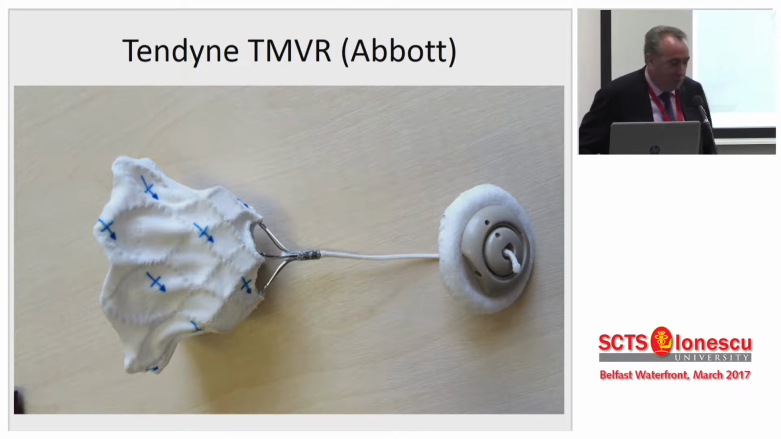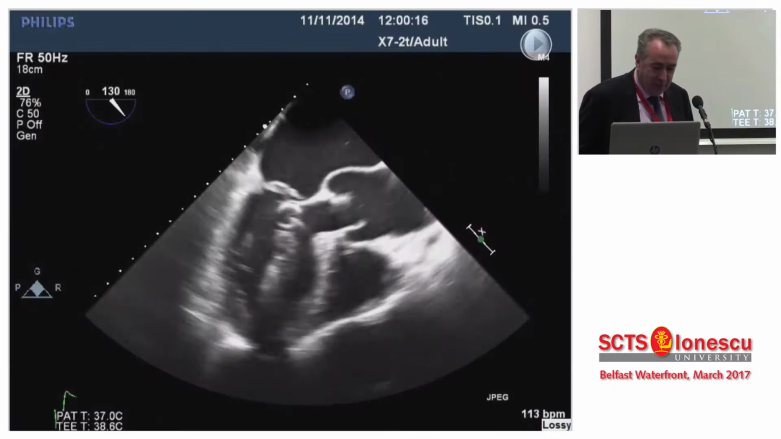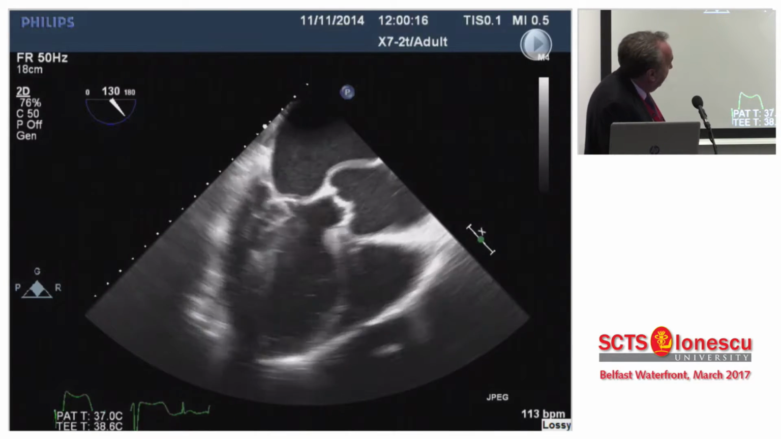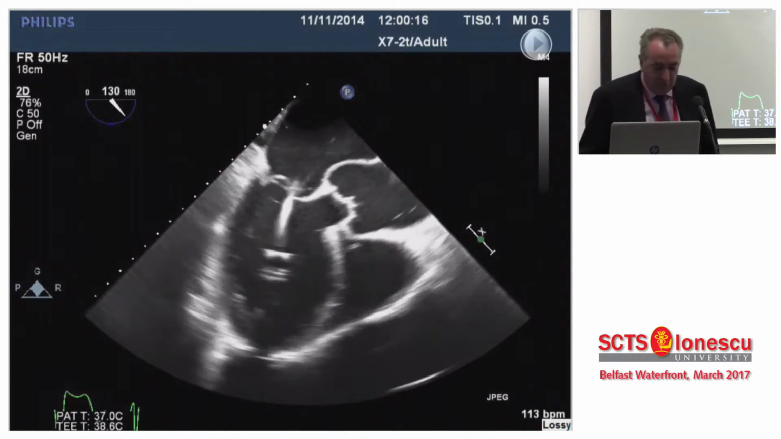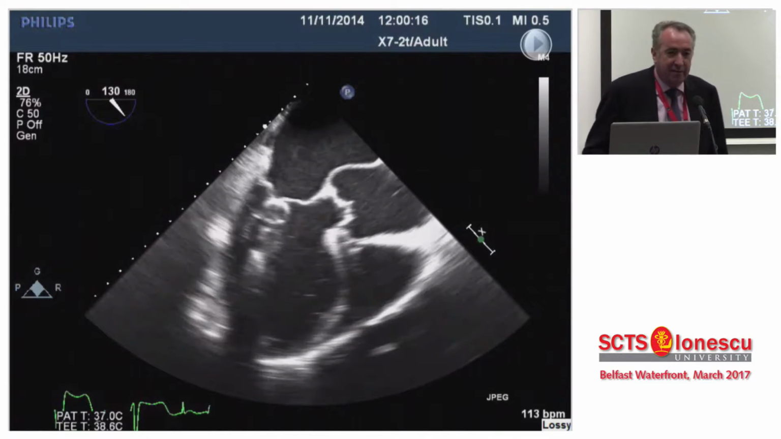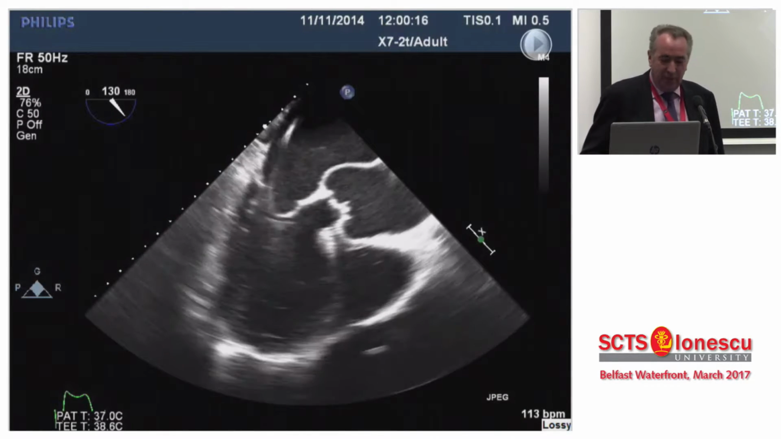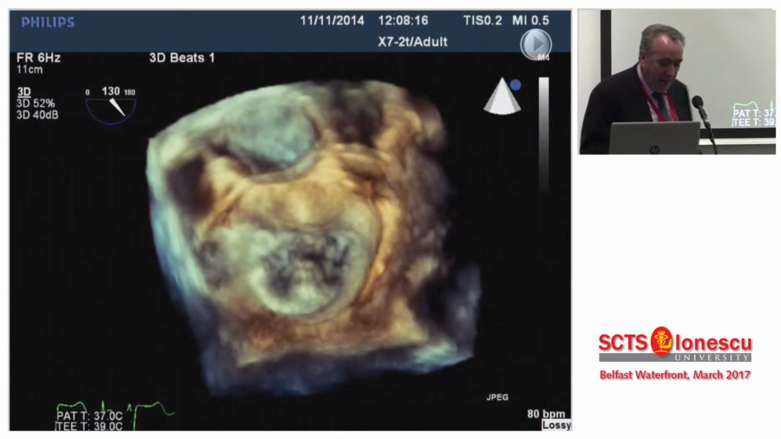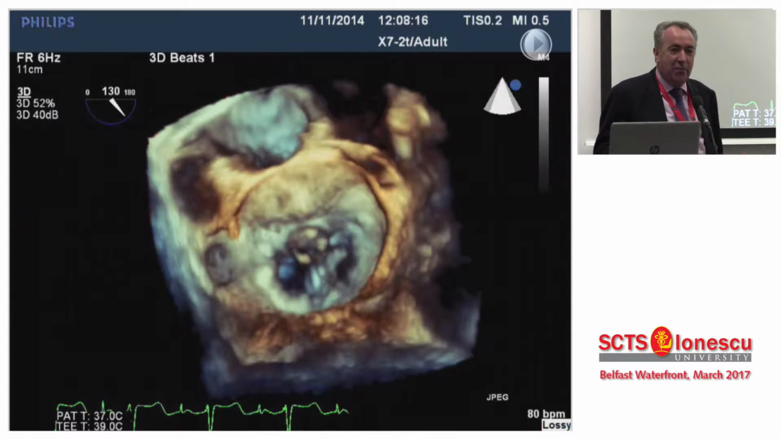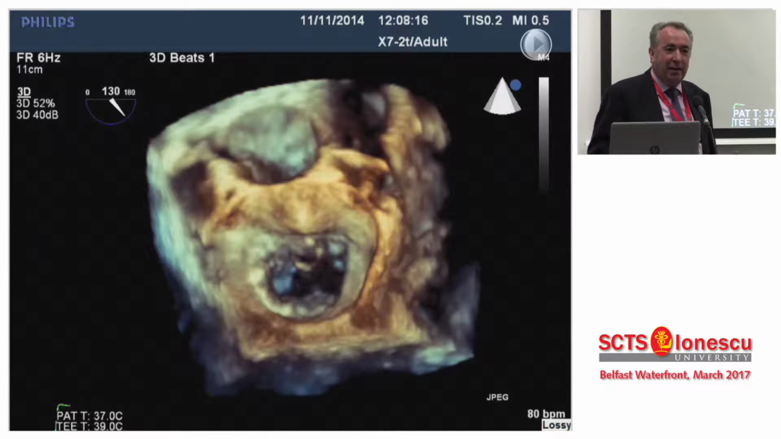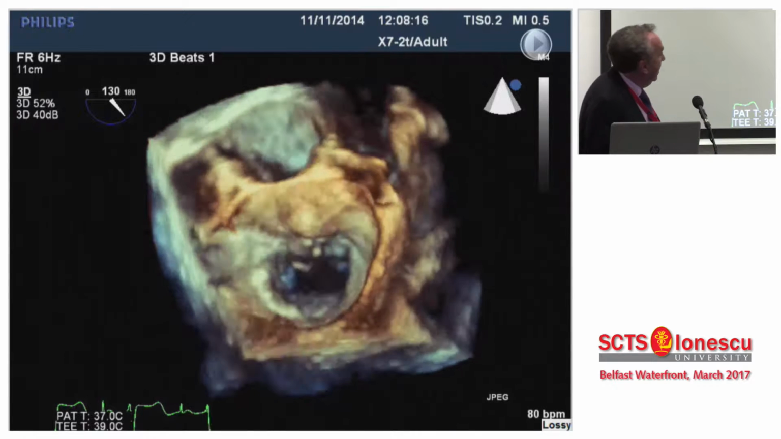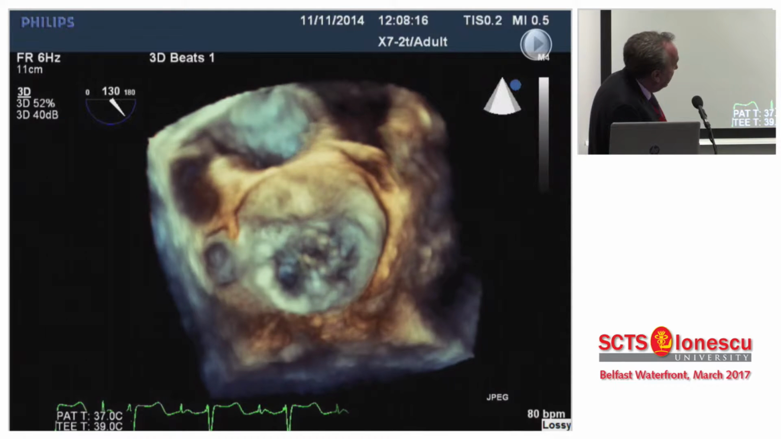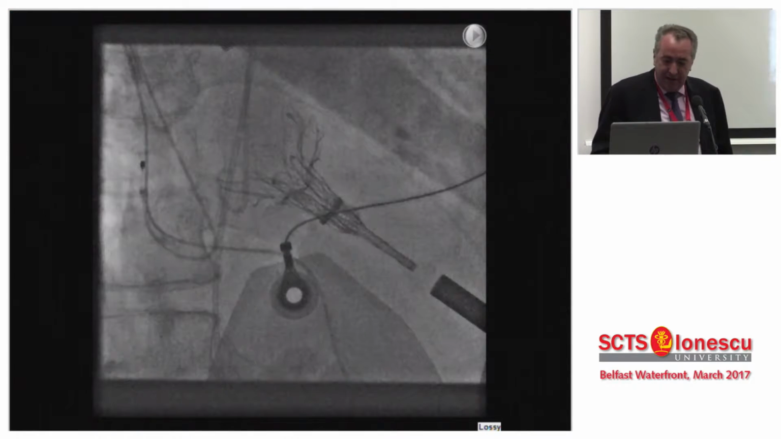So what does this all look like in the real world? So we've had some experience with the Tendyne device. These are transapical procedures over a soft wire. Use a sort of flossing technique with a Swan-Ganz catheter to make sure you're not tangled up in the mitral apparatus. Here you see the sheath, and all of these procedures I'm going to show you today are very much echo-controlled. I mean, having an echo person who can show you what you're doing is absolutely key. And you see here you have the introducer removed, and here's the sheath central in the valve.